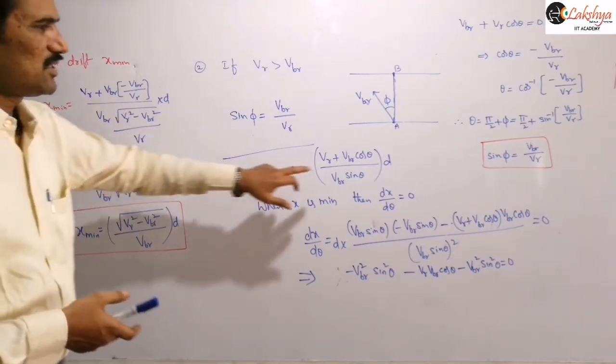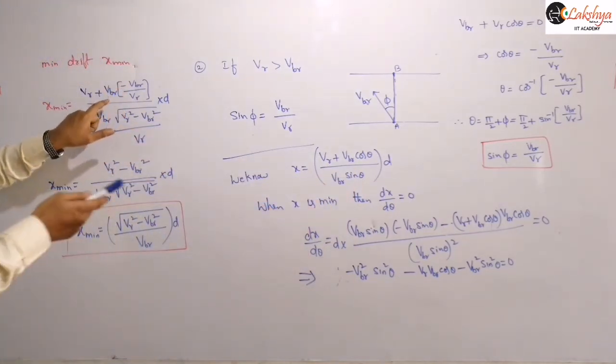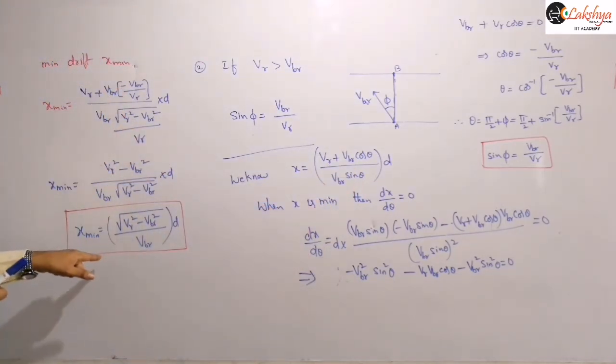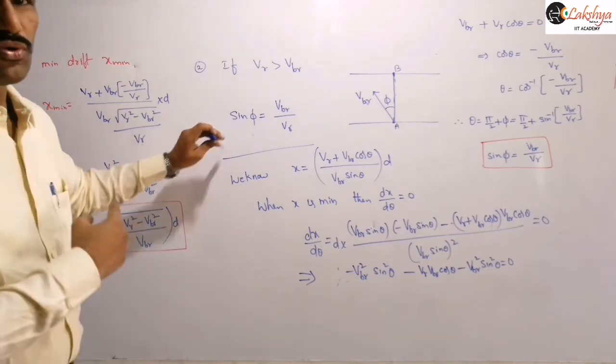That means the sin theta and cos theta values can be substituted in this equation and the drift equation, so that you will get the minimum drift given by this equation here. So this is the expression for the minimum drift. Got it? You need to remember this. There will be problems based on this.